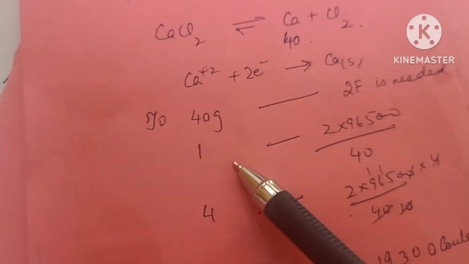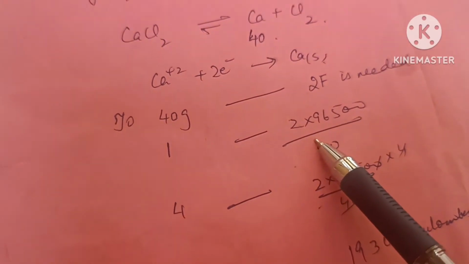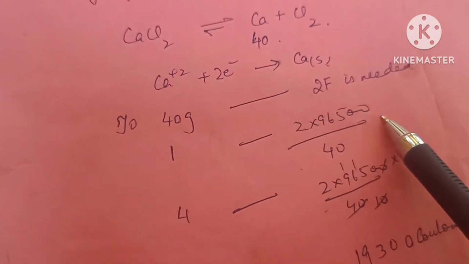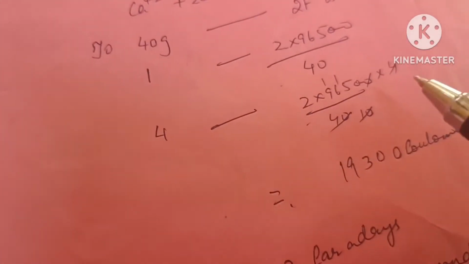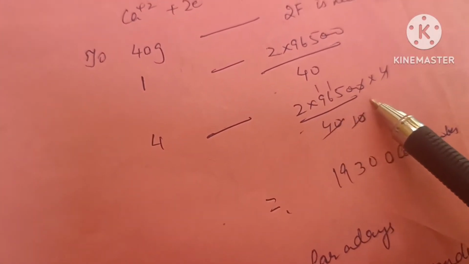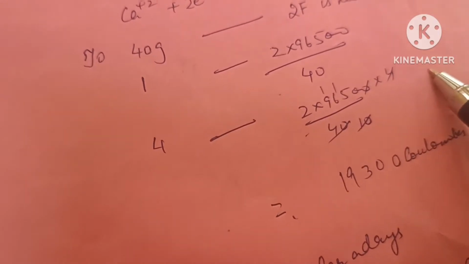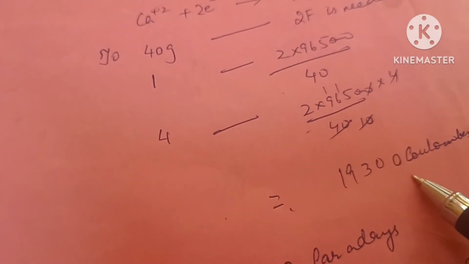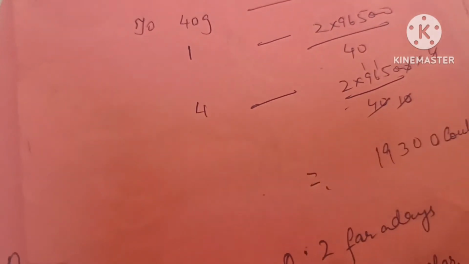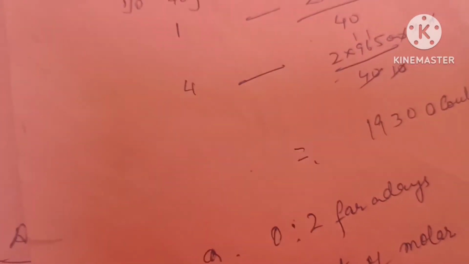To produce 1 gram, charge needed will be 2 into 96500 coulombs upon 40, and to produce 4 gram it will be 2 into 96500 upon 40 into 4. On solving, this comes out to be 19300 coulombs of electricity, that is 0.2 Faraday.